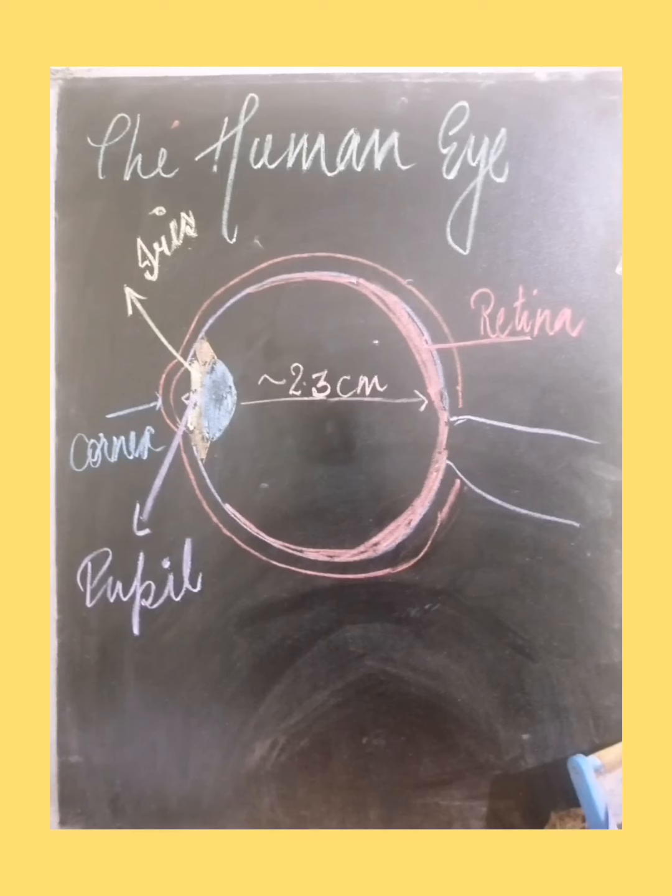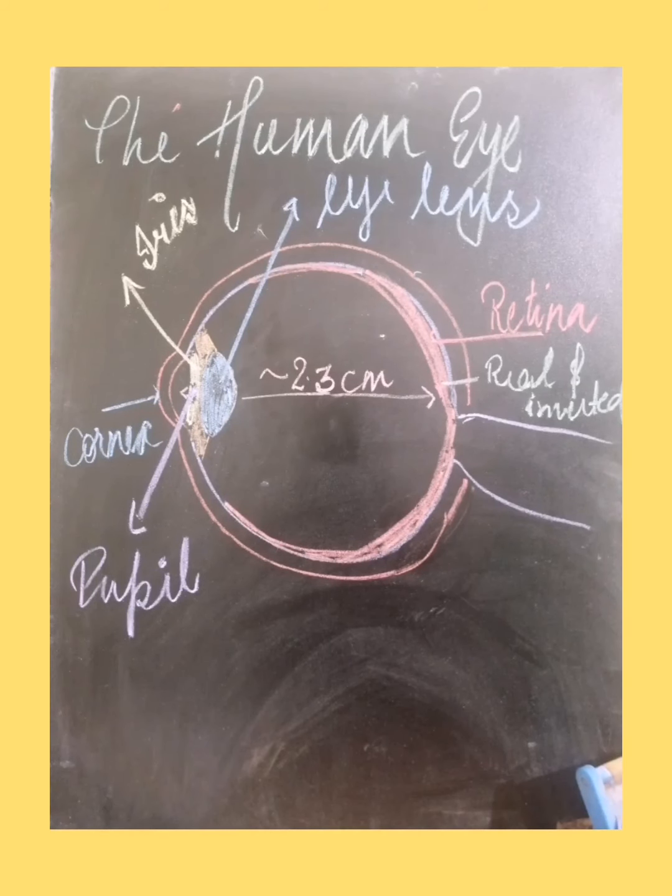Next is iris. Iris is where we say the color of that person is black or brown or whatever. So this shows the color. Pupil. Pupil is inside the iris. Iris controls the pupil's size. The pupil becomes large when we are in a dark room and becomes small when we are in a brighter room, right?